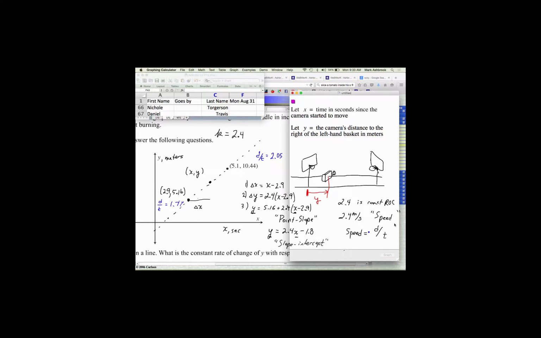So we need to update our formula here. Speed is the change in distance over the change in time, which is the constant rate of change, right? It's the exact same thing. That's our ratio of changes, delta d over delta t. So this is not calculating the speed. This doesn't really mean anything because it's not the change in distance over the change in time.